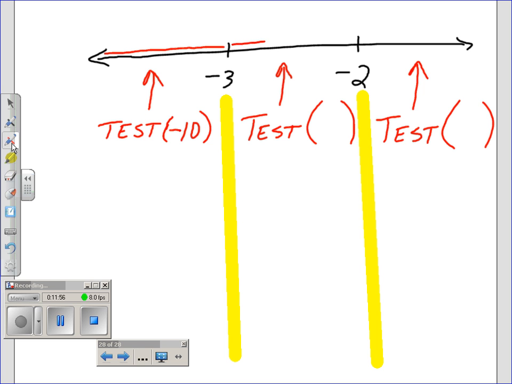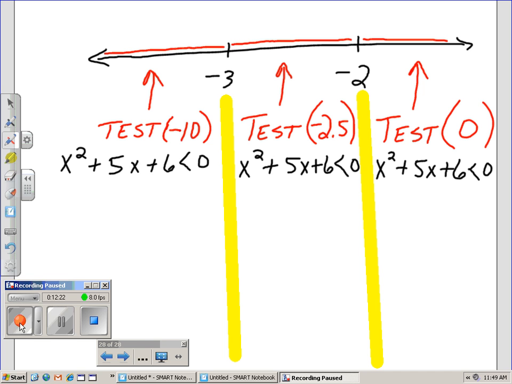What about this middle interval? What's the easiest number I can choose? Well, there isn't really an easy number in there. What's in between -2 and -3? Just decimal numbers. I'm going to choose -2.5. That's not easy to calculate, but that's what we're stuck with. And on the right interval, I'm going to choose the easiest number I can think of. And there I'm going to choose 0, because 0 is in the interval, and 0 is easy to calculate.